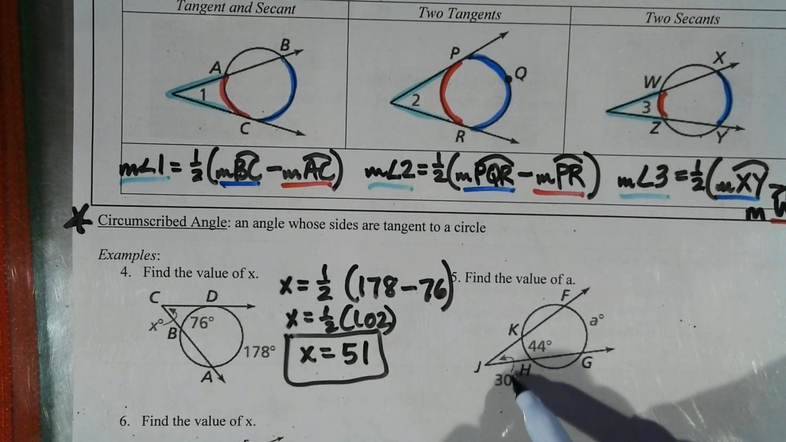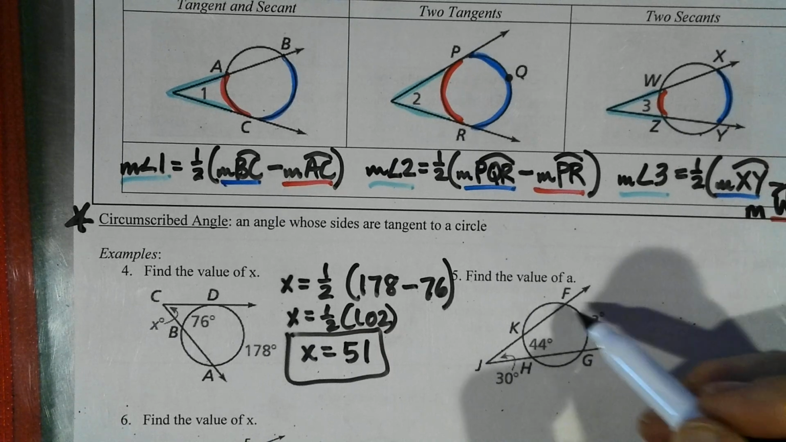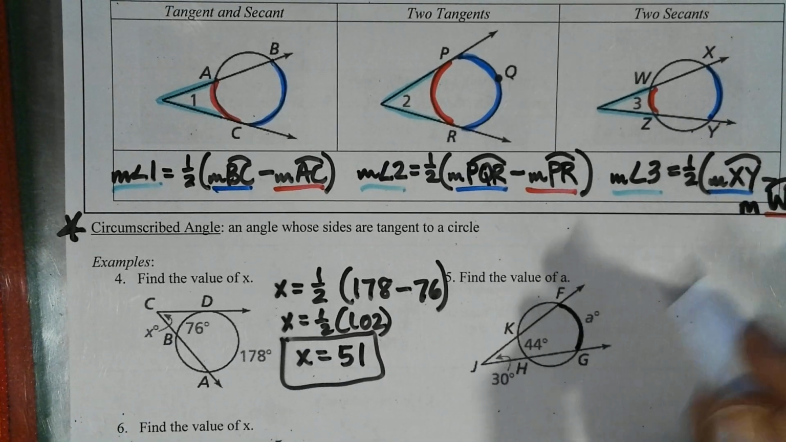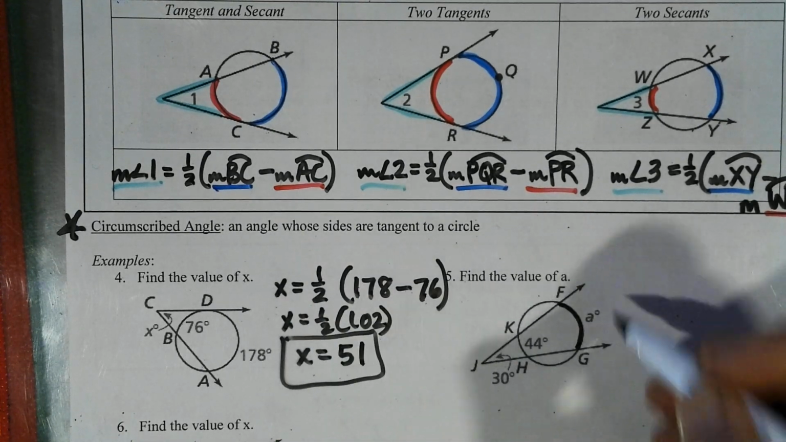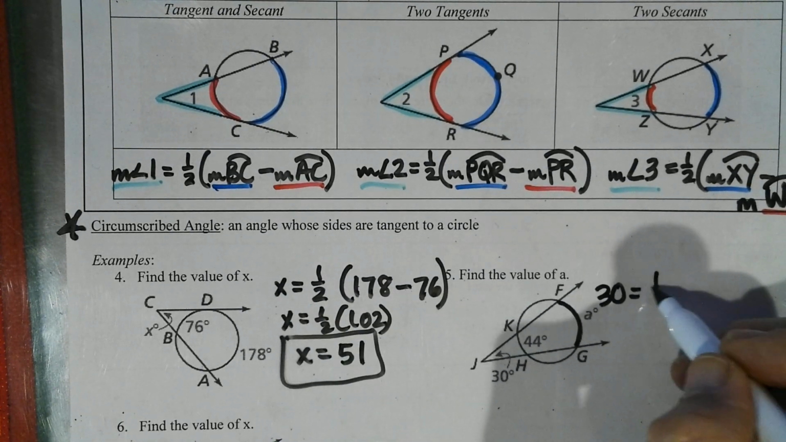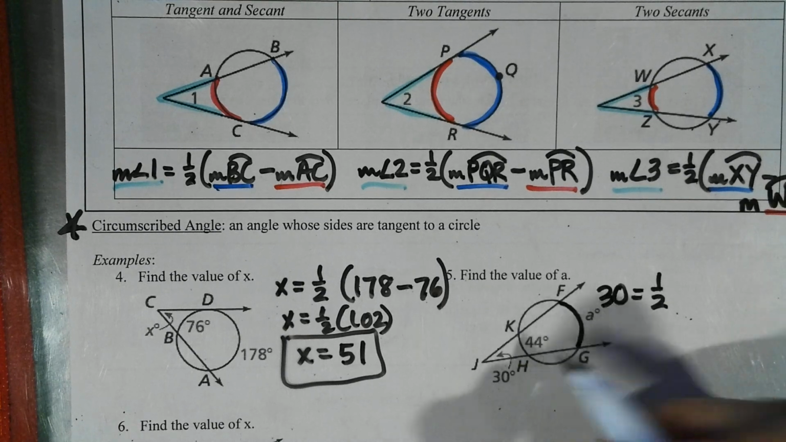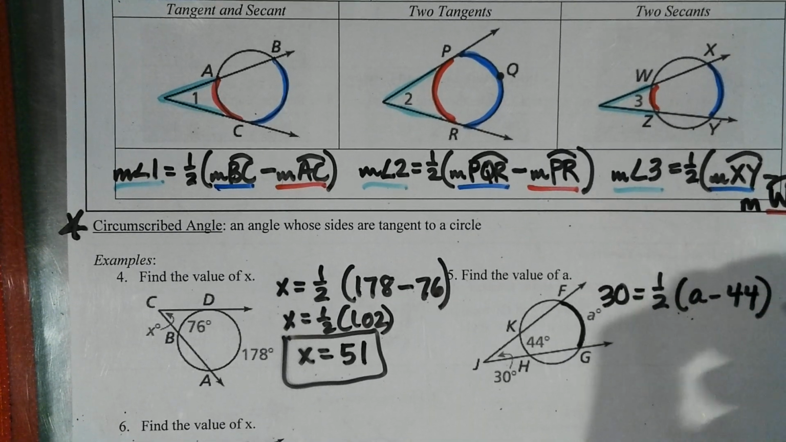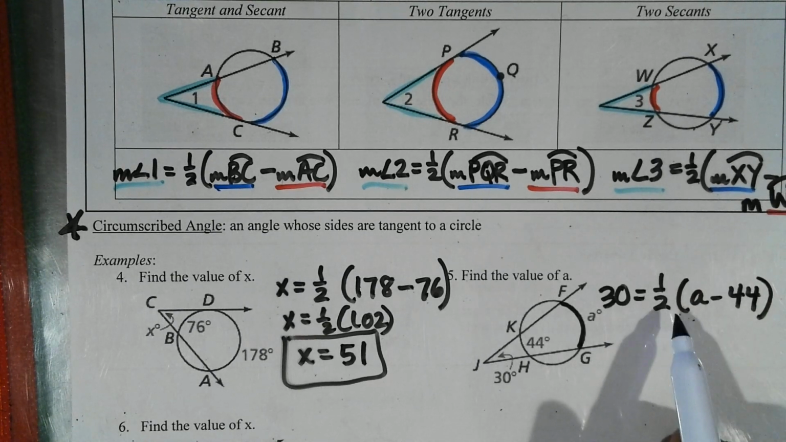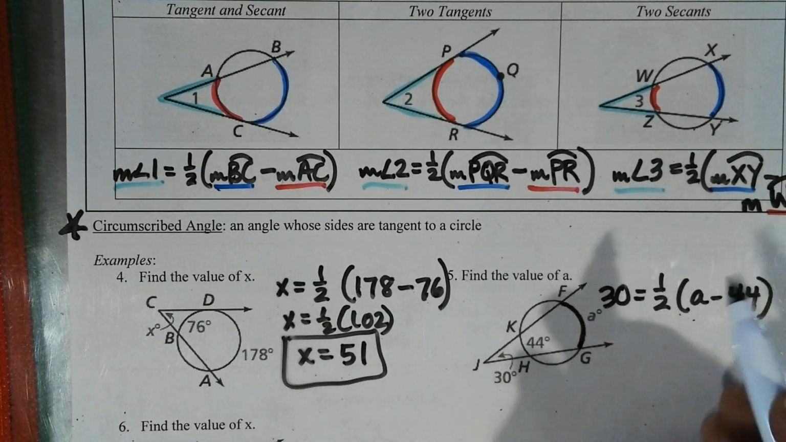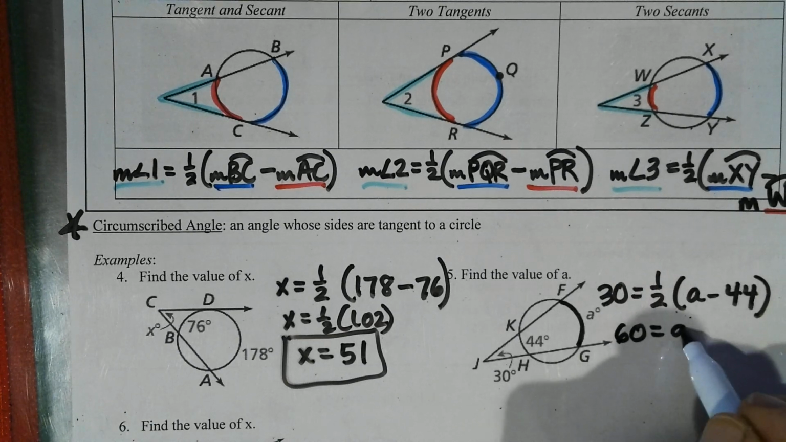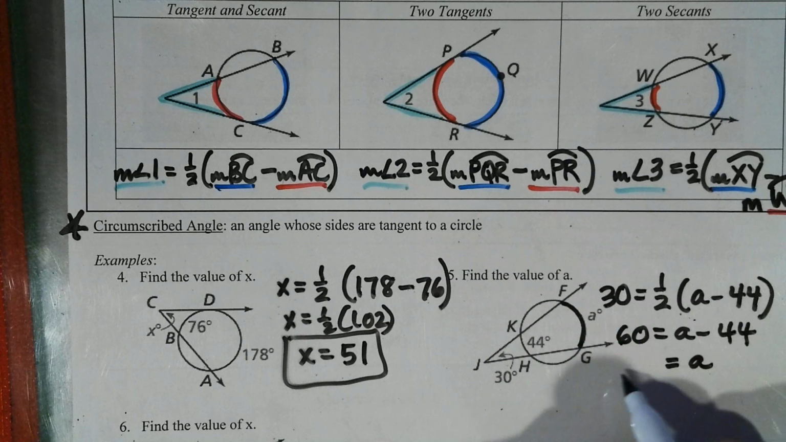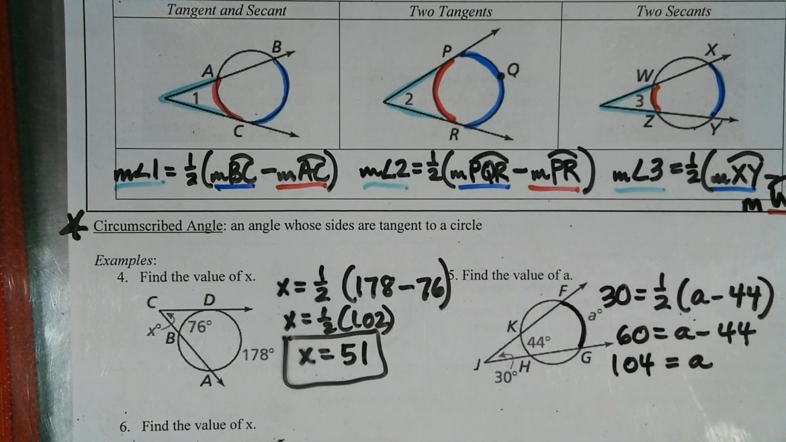Number 5. I've got the angle, and now I'm looking for this arc. Still going to be the same formula, only instead of x, it's 30. So 30 is equal to 1/2 (a minus 44). Make sure you use your parentheses. So to get rid of the half, I'm going to multiply both sides by 2. And then I'm going to add 44 to both sides. And I get 104.